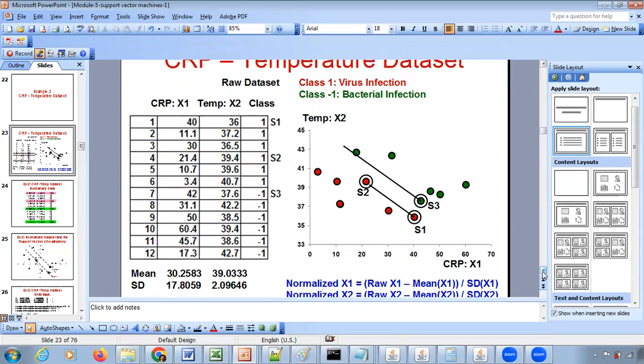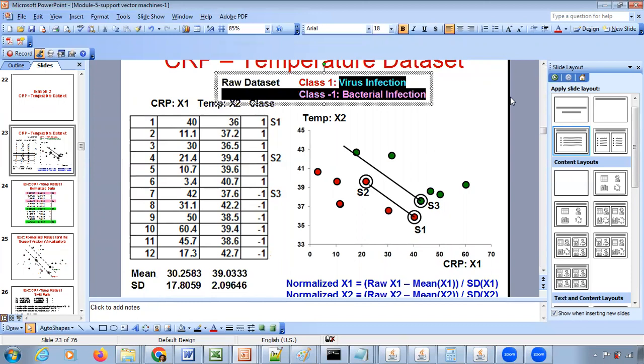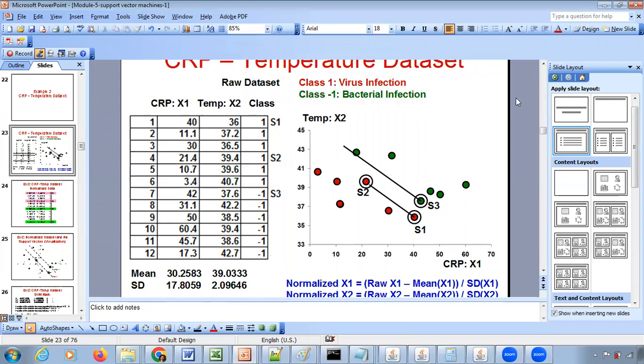So we want to differentiate whether the infection is a virus infection or bacteria infection based on the CRP and temperature data. We have 12 records here, 6 records for virus and 6 for bacteria. Now, we are not really interested in one particular class of infection here. So when it comes to a data set like this, we could just arbitrarily assign one class as class 1 and the other class as -1.